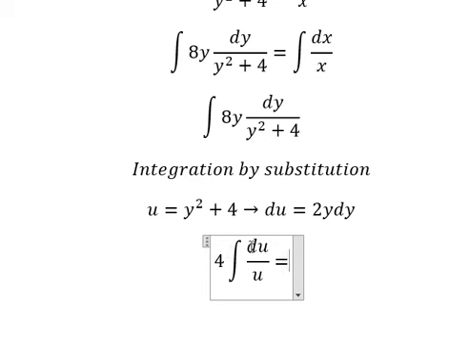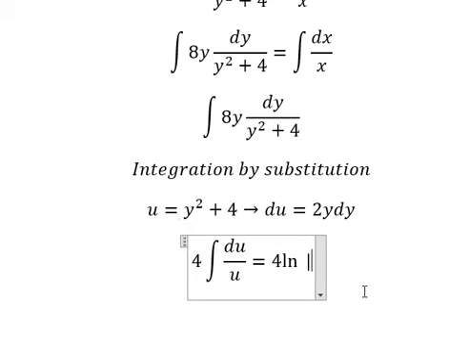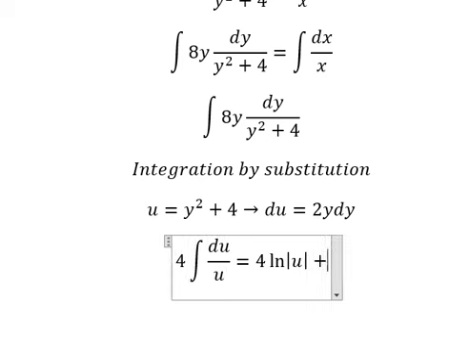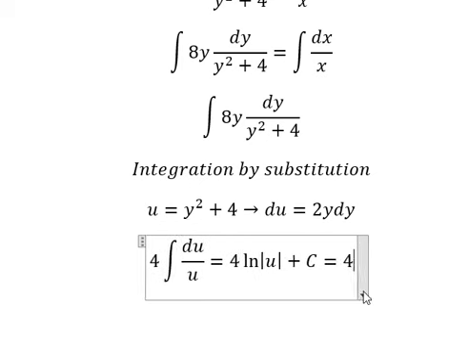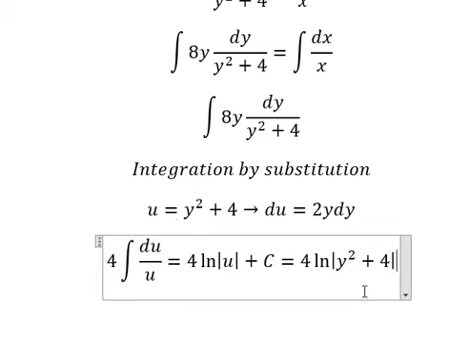The integration of du over u, we have ln of the absolute value of u, and I will put plus c. About u, that is y squared plus 4.